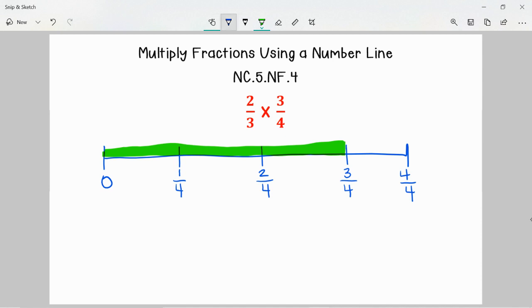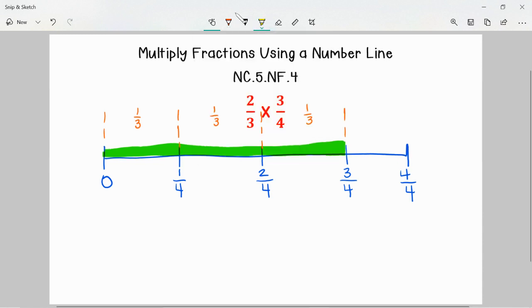Now what I can think about is just this section of the number line. So I'm not concerned about the entire whole, but only the 3/4. And when I do that, I know I need to find 2/3 of 3/4. Well, when I look here at this section that's in green now, if I was to split this into 3 equal parts, it would actually be right along these same lines. So I would have 3 equal parts here. There's a third here, a third here, and a third here.